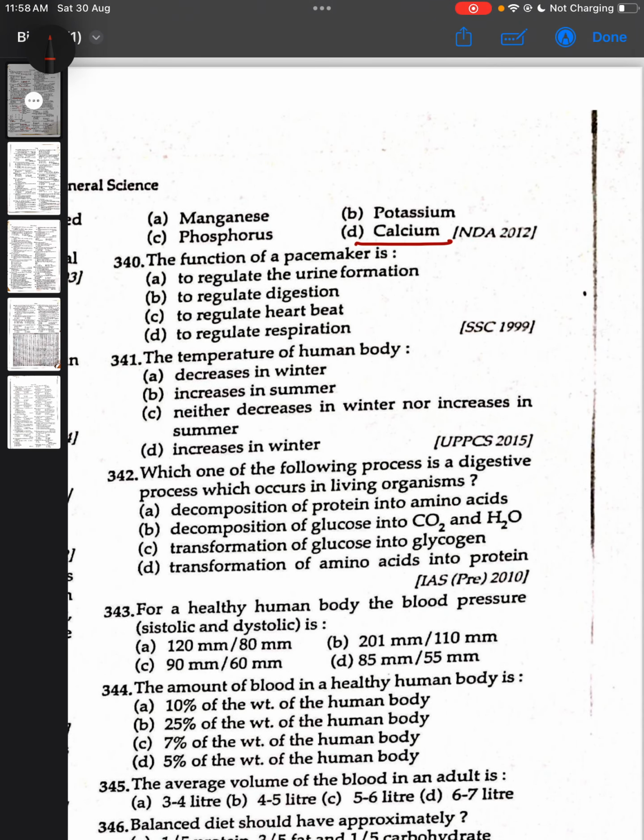Calcium. The function of pacemaker is to regulate heartbeat. And who developed first commercially successful implantable pacemaker? His name was Wilson Greatbatch. The temperature of human body neither decreases in winter nor increases in summer.